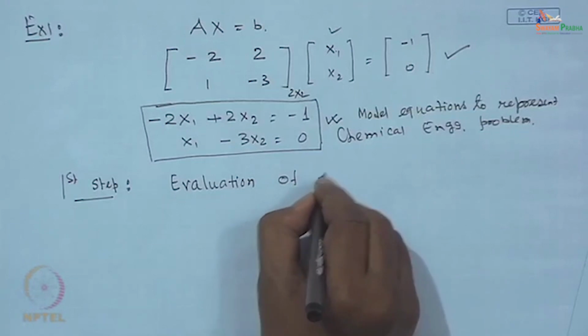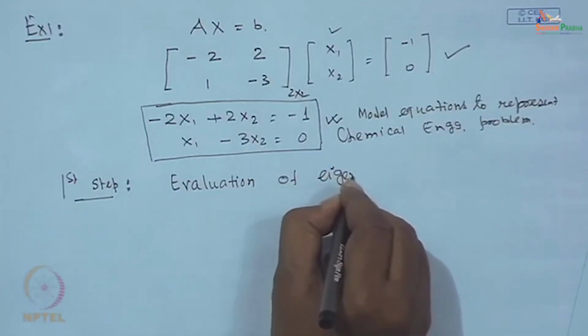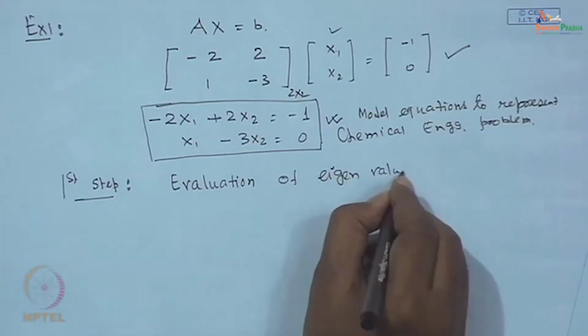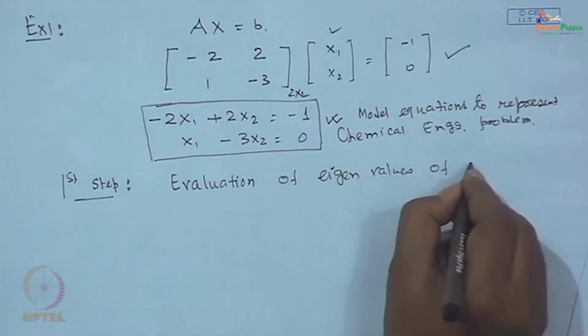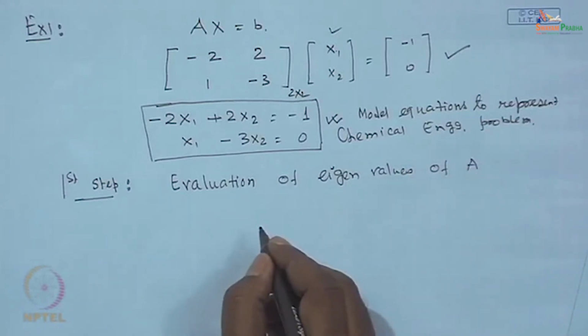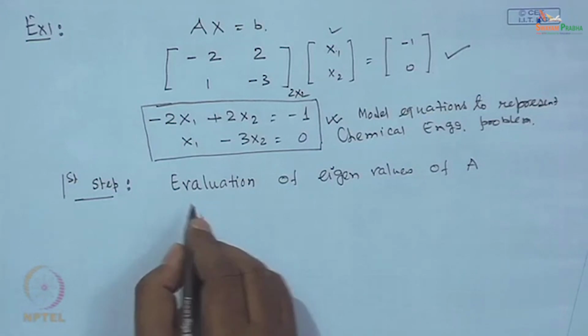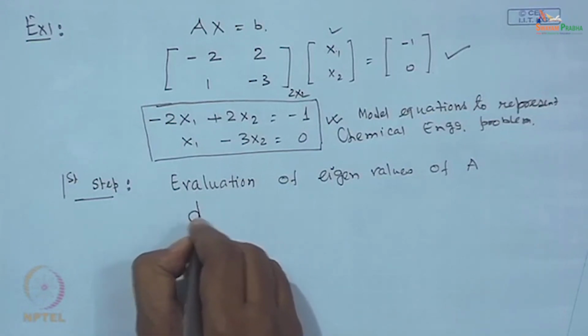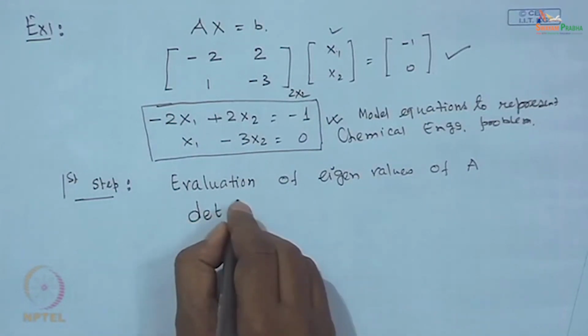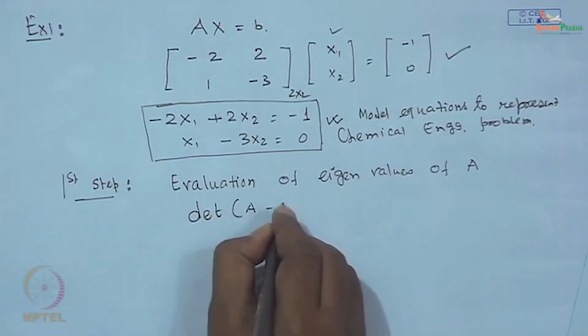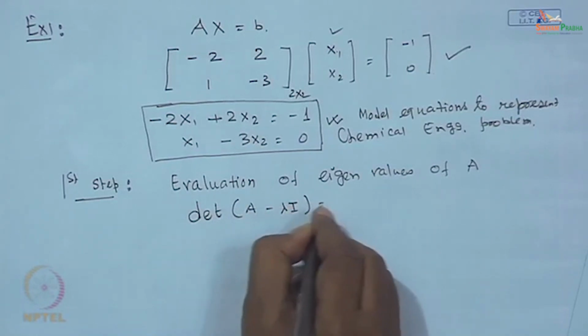Evaluation of eigenvalues of matrix A. So, how to evaluate them? You can evaluate by computing the determinant of A minus lambda I equal to 0.